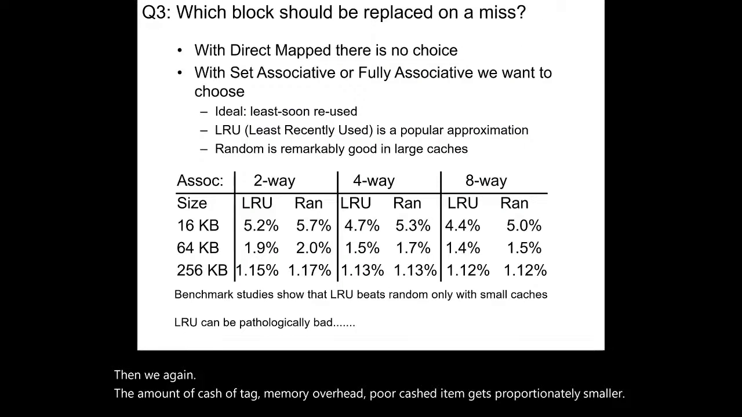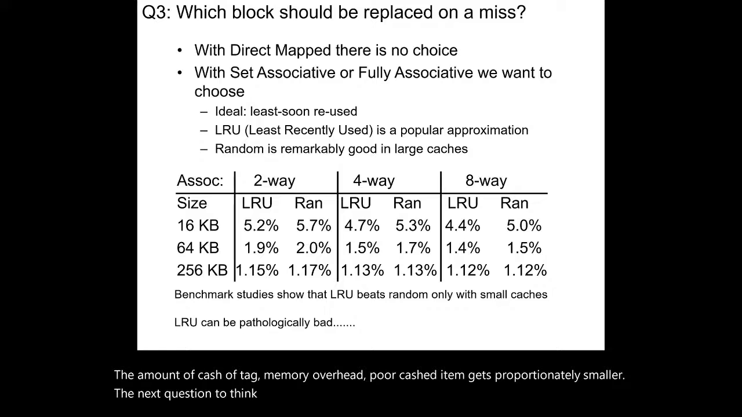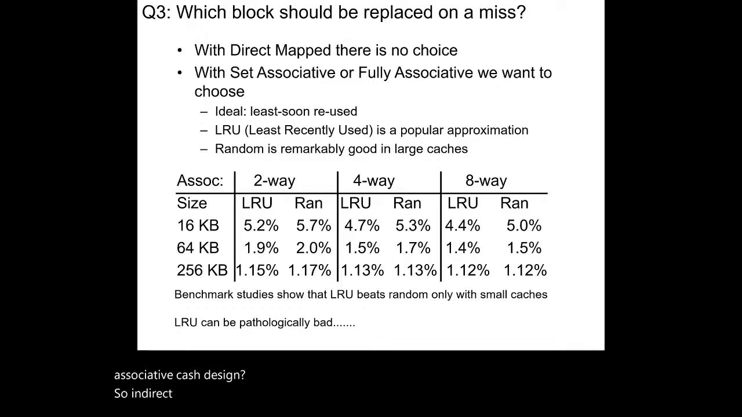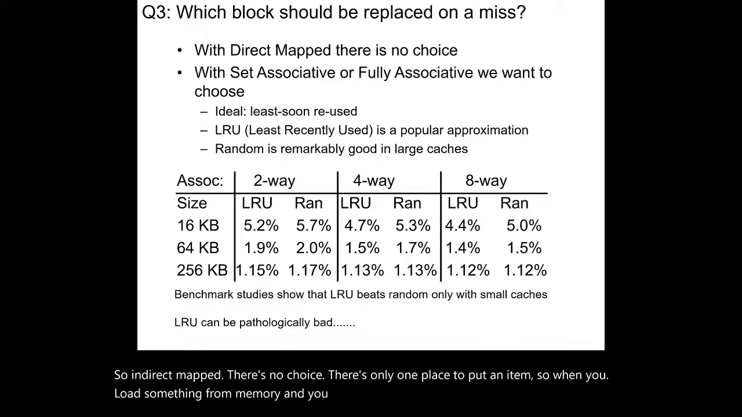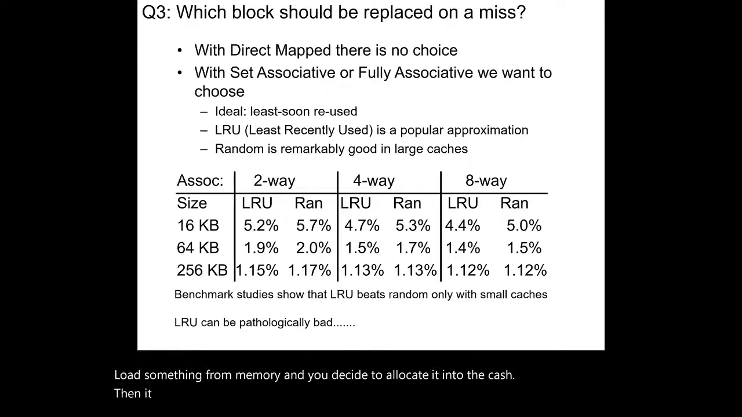The next question to think about is what about replacements in a two-way or more associative cache design? So in direct mapped, there's no choice. There's only one place to put an item. So when you load something from memory and you decide to allocate it into the cache, then it must displace the one thing in the cache that is currently occupying that space.